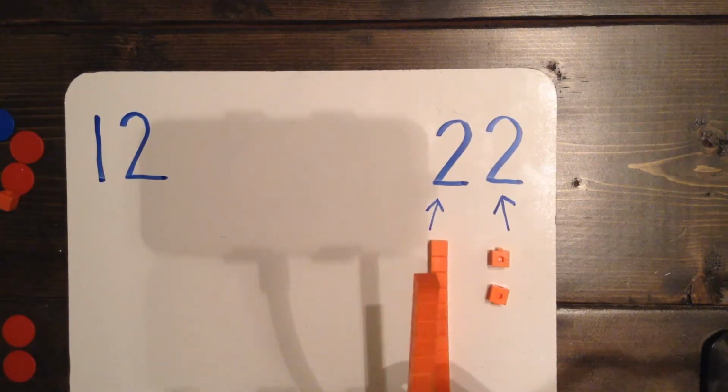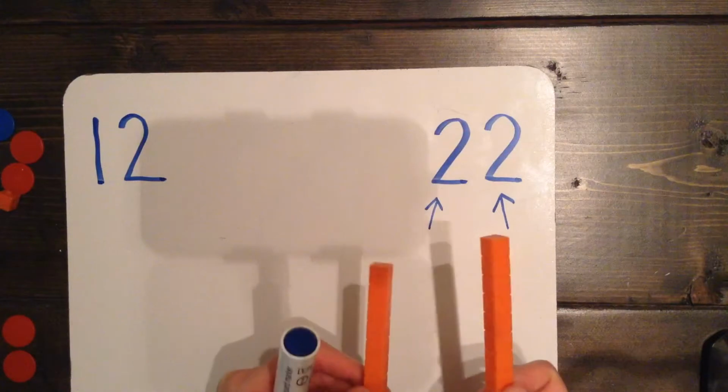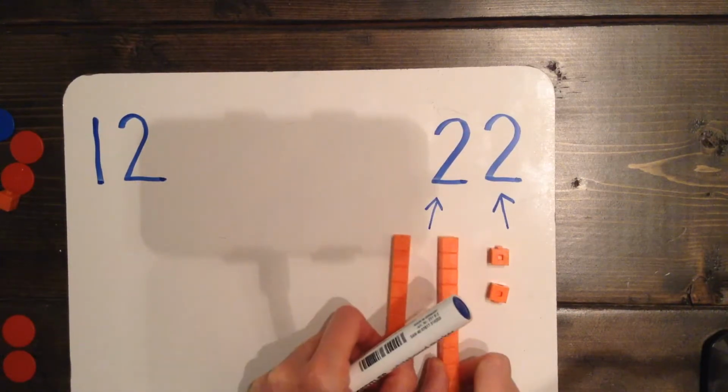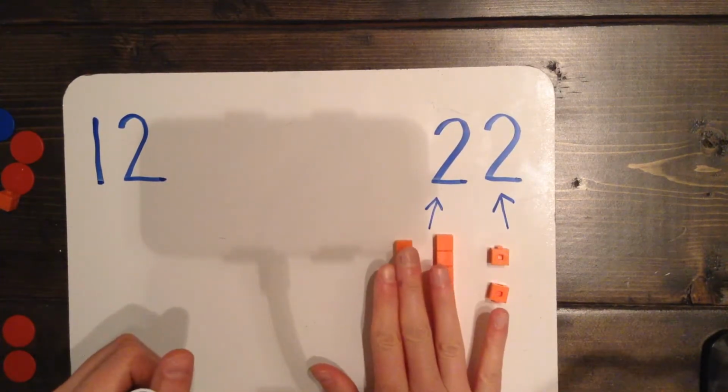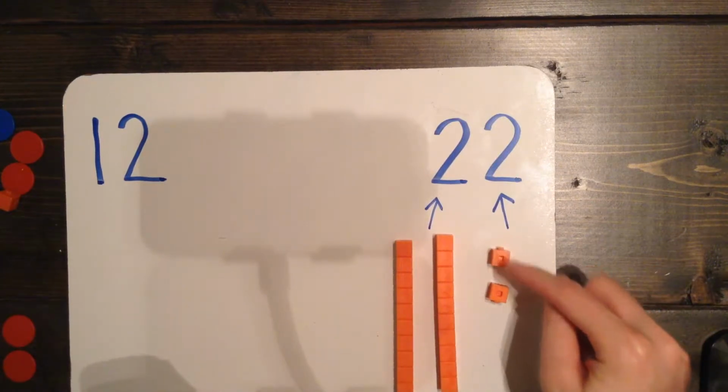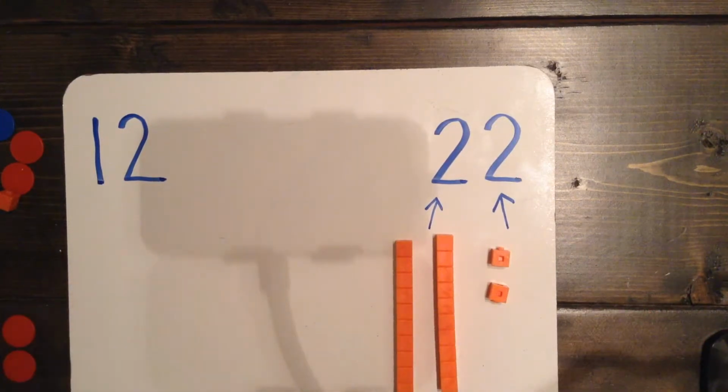The reason I said 10, 20 is because I already know there are 10 cubes stuck together to make this 10 block. And 10 plus 10 is 20. That's why I could quickly say 20 and then keep counting. 21, 22. Now let's make the number 12.